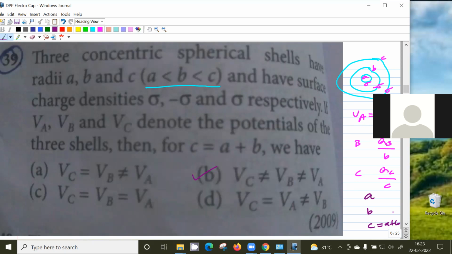Oh, sorry, it's minus sigma, no? Okay, so the potential is Q by R, no? For a spherical shell, the electric field is Q by R square, so the potential is Q by R. So the potential for the first one is Q_A by A, Q_B by B, and so on, and Q_A is 4 pi R square sigma, so it is A square. So it goes as A, B, and C. Okay, and this sigma, minus sigma, and this one.